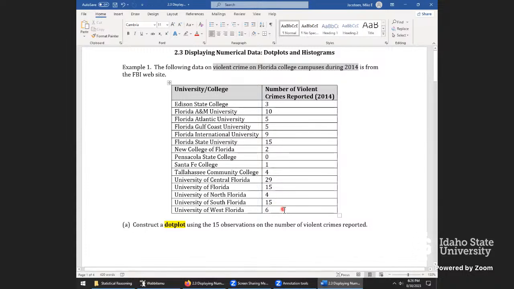And last one, University of West Florida had 6 violent crimes in 2014. Sounds grim, but it's serious data. That means it's important for sure. But there we have it. That's our dot plot. Any questions at all, folks, on that construction there? Awesome. They're pretty fast to produce. It's kind of relaxing in a way.